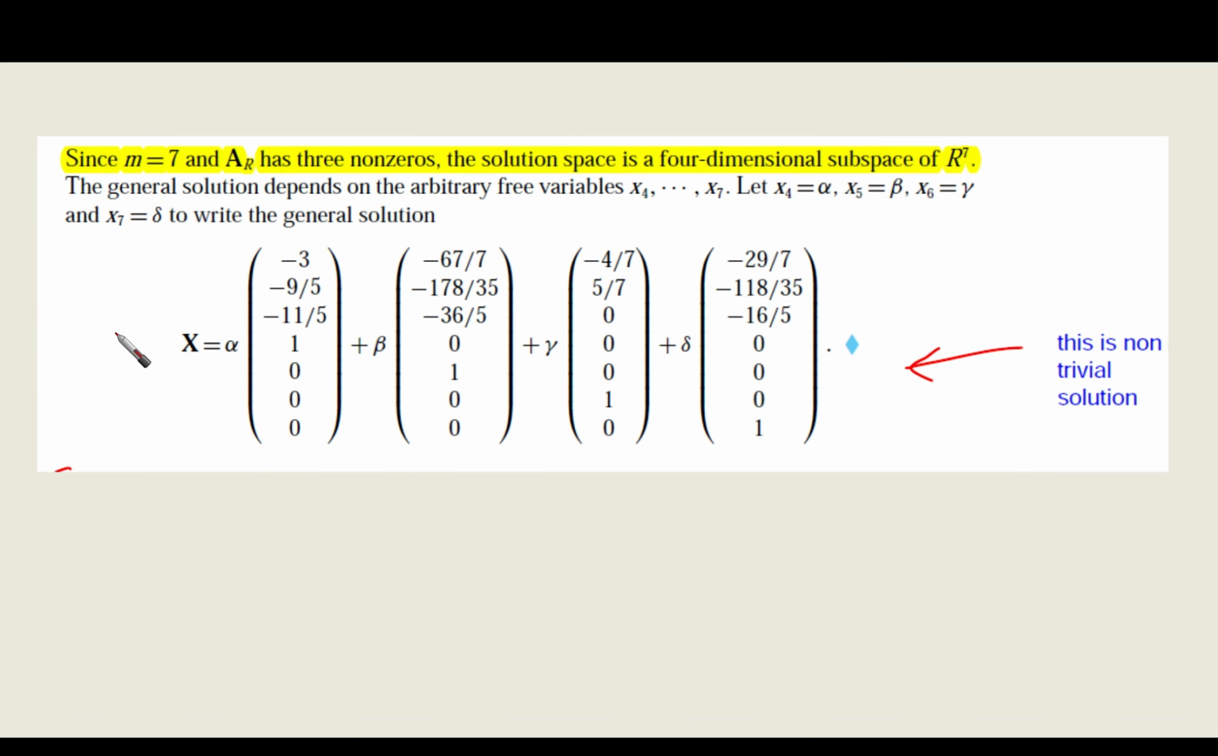Now this is our solution, and we are going to put it in a form that tells us the dimension. So we're going to put x4 equal to alpha, x5 equal to beta, x6 equal to gamma, and x7 equal to another letter, delta, for example. Then we're going to put them like this: alpha, beta, gamma, and delta, and write them in the column matrix form.